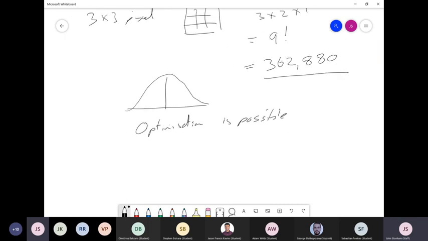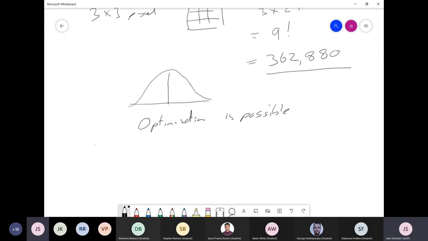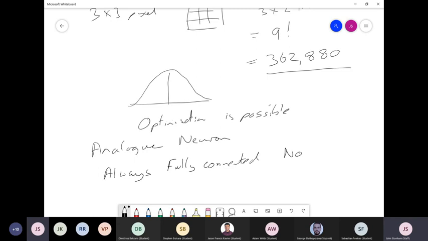And that is an interesting contrast with the analog neuron using the vector model. It is always fully connected. You have no choice. Every element of the input vector, which could be a pattern, has its own weight and it's always fully connected. Right, so that's the mapping which changes the behavior.